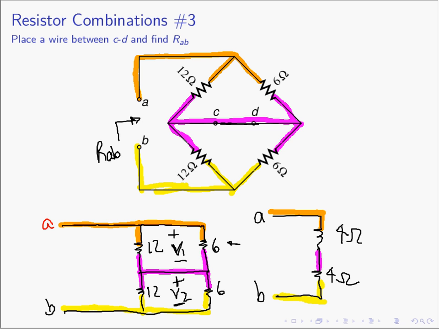And then at this point we can look and see that any current that flows this way must also flow that direction. And then we arrive at our result. There is an equivalent resistor. It acts the exact same way, and it's going to be 8 ohms. That's 4 series 4.